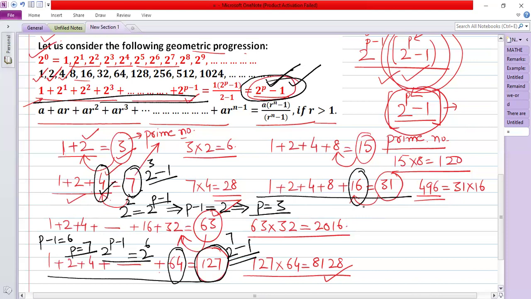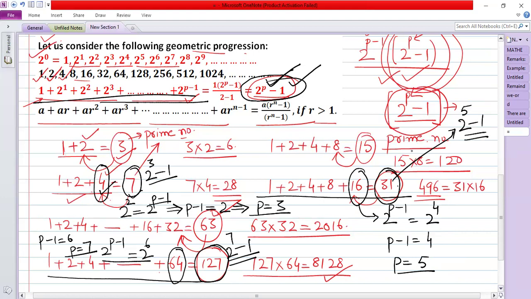Here once again, this 16 is nothing but 2 raised to power P minus 1. Actually, P minus 1 is 4. So what is P? It is nothing but 5. Now, once again, one can check this side, 31. So what is this 31? This 31 is 2 raised to power 5 minus 1. Okay. So this trend is here, and this is how we were getting the perfect numbers.